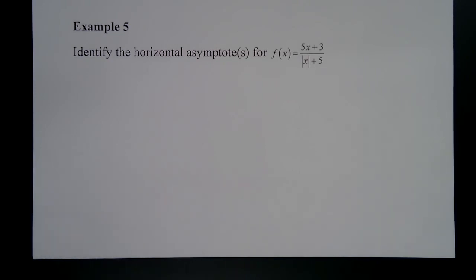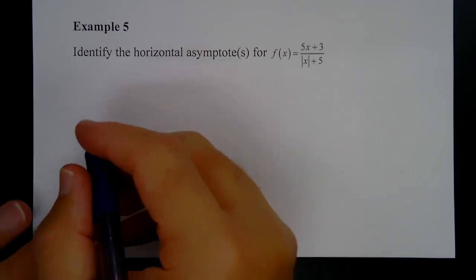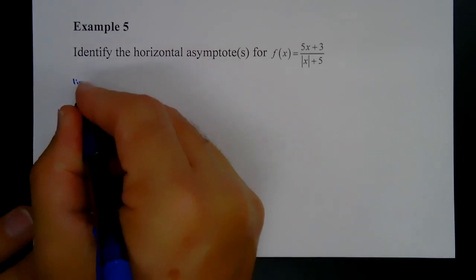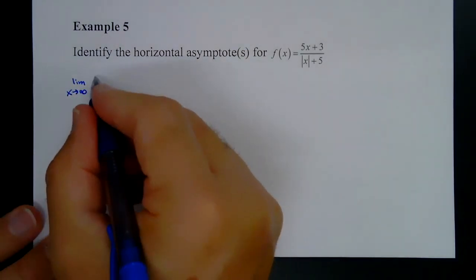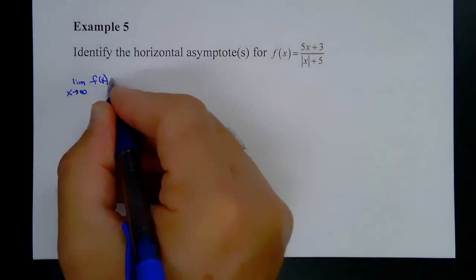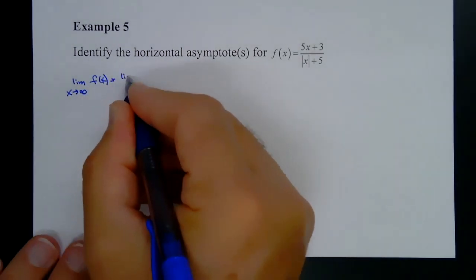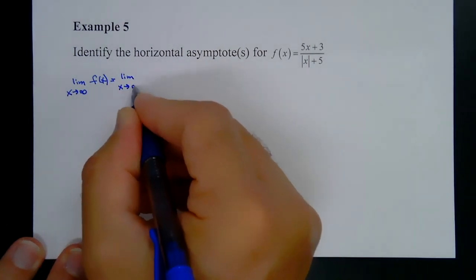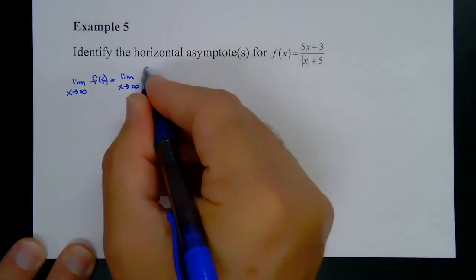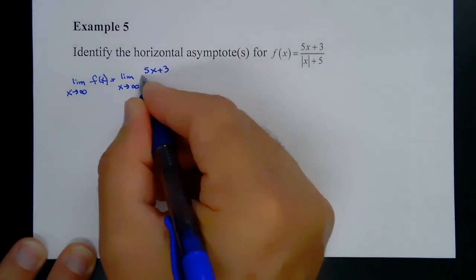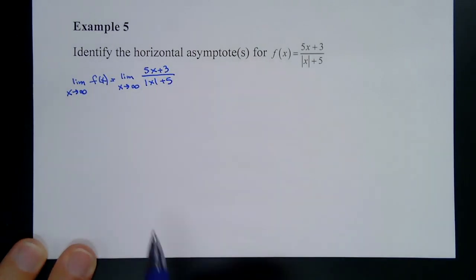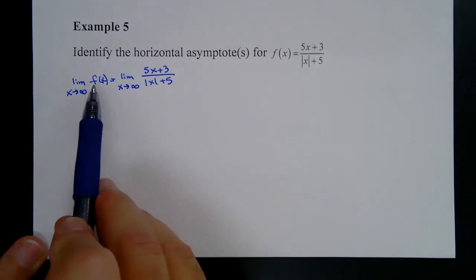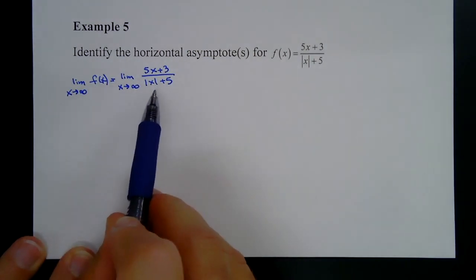Again, we want to identify any horizontal asymptotes. So to do this, we need to look at the two limits. So we're going to take the limit as x is approaching infinity of f of x, which is equivalent to the limit as x is approaching infinity of 5x plus 3 over the absolute value of x plus 5, because that's the f of x, right? So I want to see either this or this statement right here on your work, okay?